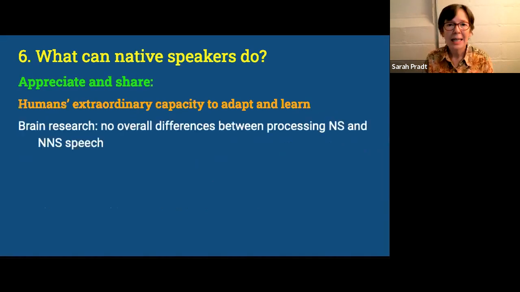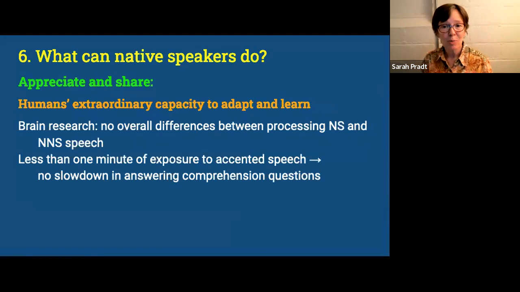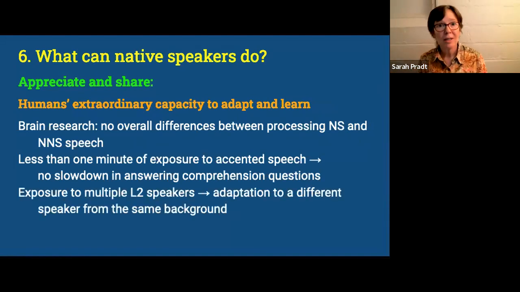It's been shown that no overall difference in processing happens when we are processing native speaker speech or non-native speaker speech. Nothing different is happening. It's been shown that less than 1 minute of exposure to accented speech results in no slowdown in answering comprehension questions. Less than 1 minute gets our brains primed. It's been shown that exposure to multiple speakers with a particular accent helps us adapt to another speaker we've never heard before from that same background.